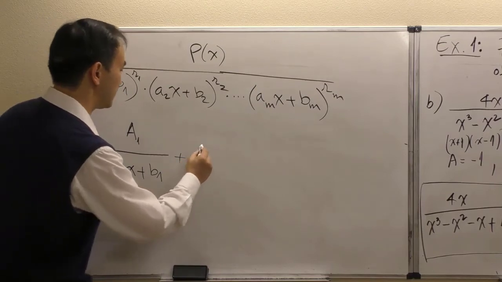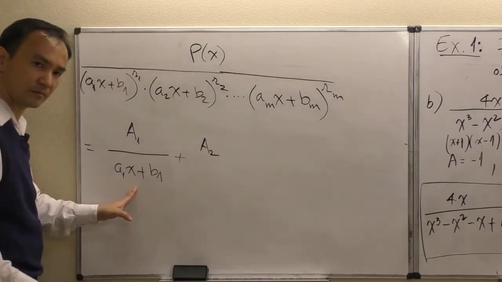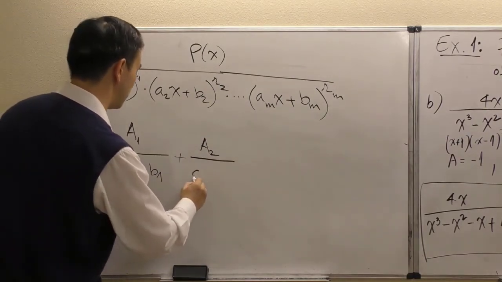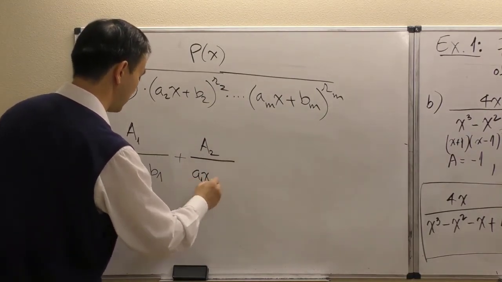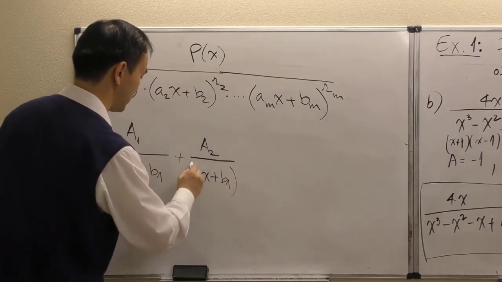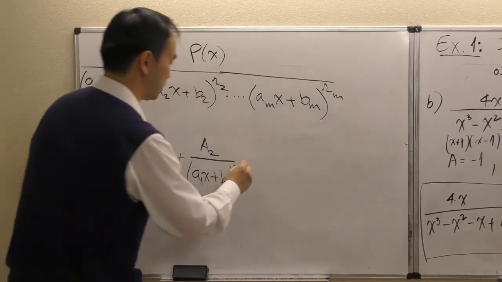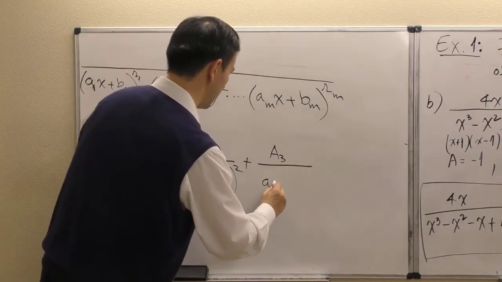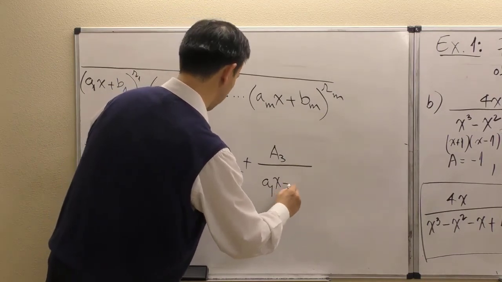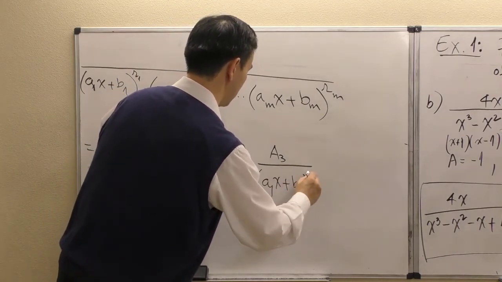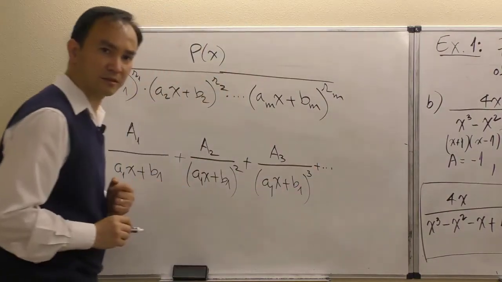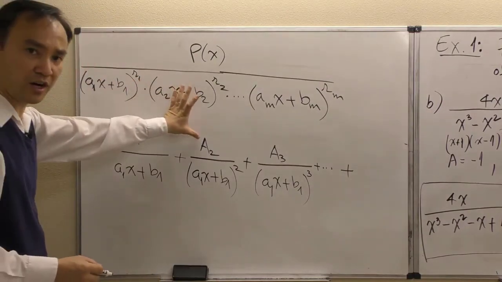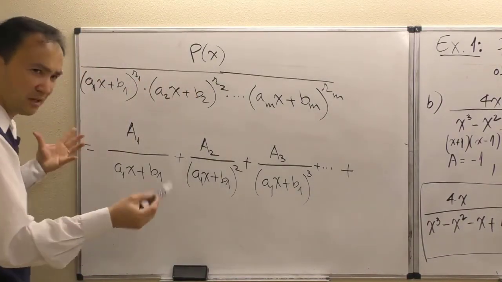So that's why it's going to be A2 over a1x plus b1, but squared. Plus A3 over a1x plus b1 cubed, and so on. That's what the dots are for. And then I'm going to need to add, now we're moving on to the next factor here, and for that one I'm going to need maybe B coefficients.